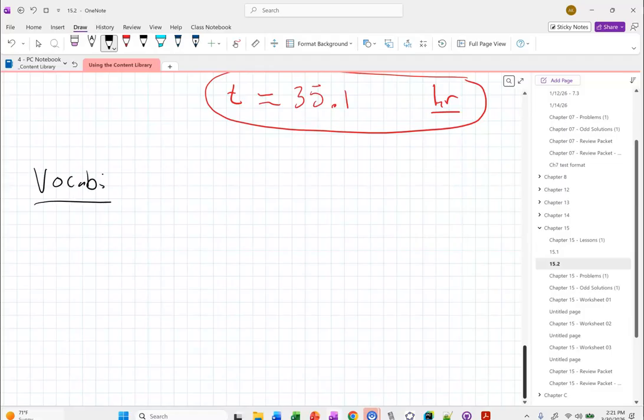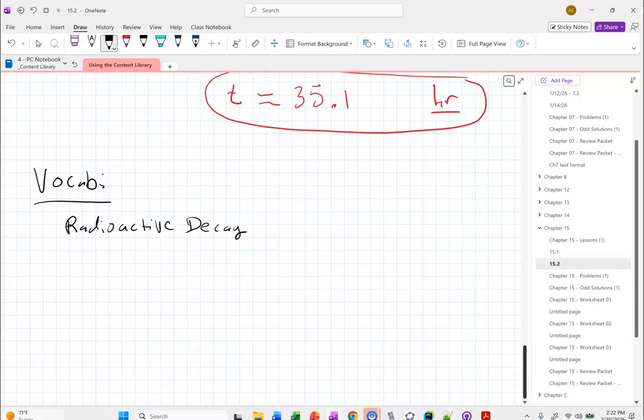All right. How many of you have had a science class where you've talked about radioactive decay? Like now? Like ever? Probably in 7th grade, in middle school? Okay. So let's talk about what we mean by radioactive decay.